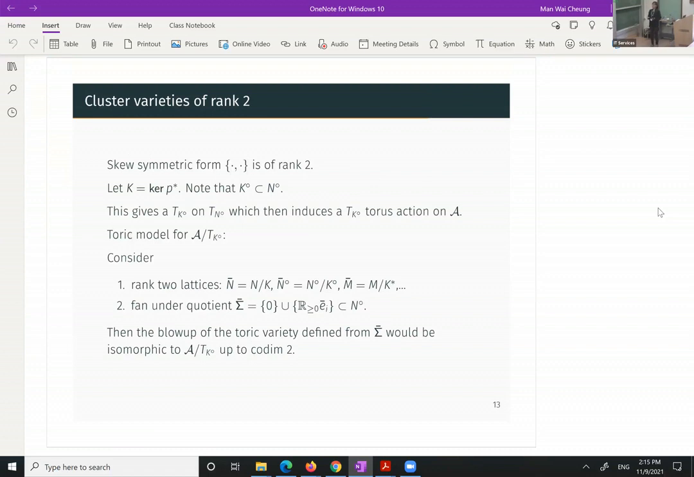So one thing we'll just do is we have the lattice, we just quotient everything by this kernel. And then we look at the fan as an image of this quotient map. So this is what we have. And then what we show is we follow the same procedure. We look at this fan, we blow up again. We are going to see we blow up again at the zero locus of the mutation map. And then this blow-up of the toric variety will be isomorphic to the quotient of the A variety up to codimension 2.